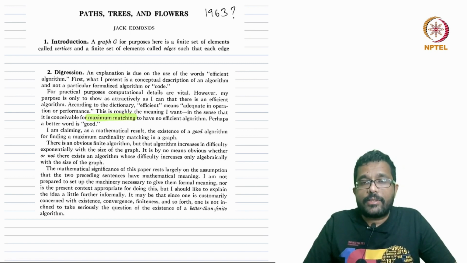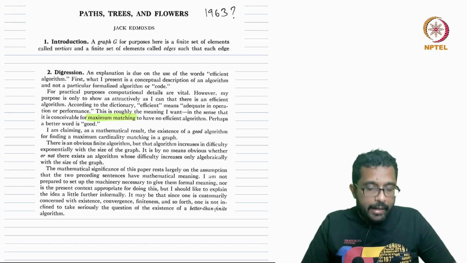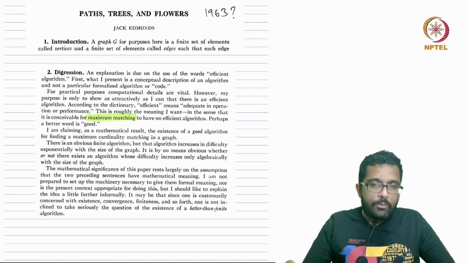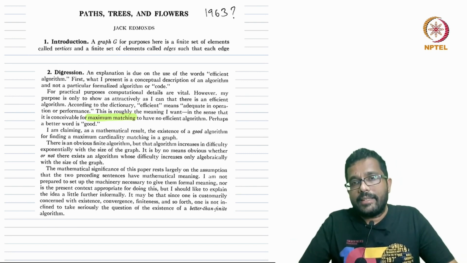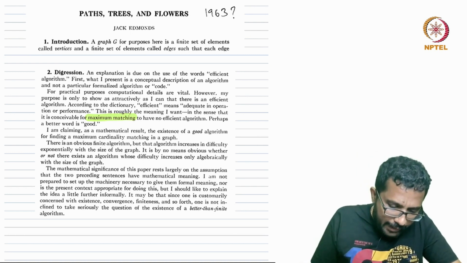to the dictionary definition of what is efficient. It is efficient means adequate in operational performance. This is roughly the meaning I want, in the sense that it is conceivable for a maximum matching to have no efficient algorithm. What he wants to put forth is a result that there is a good algorithm for finding the maximum matching, and he says there is an obvious finite algorithm. Okay, so what does he mean by this?